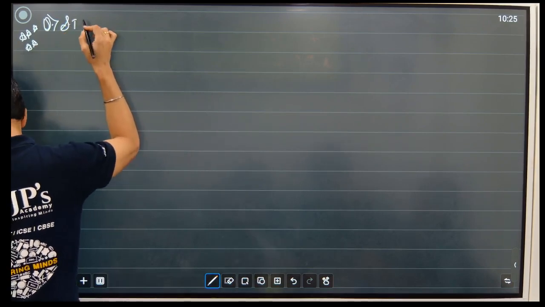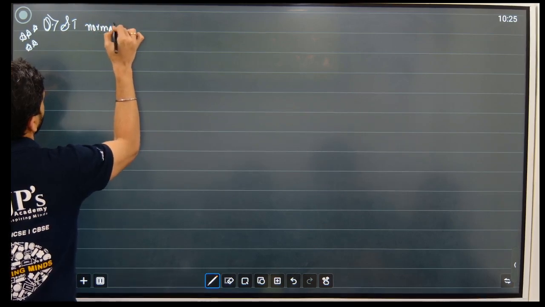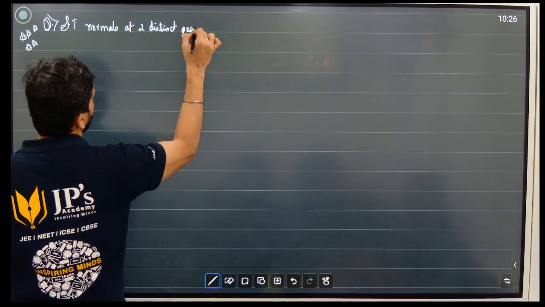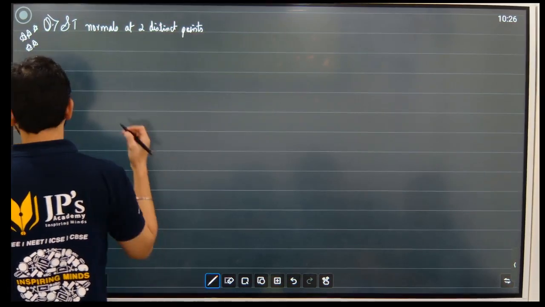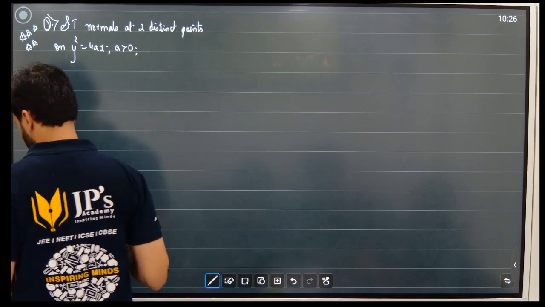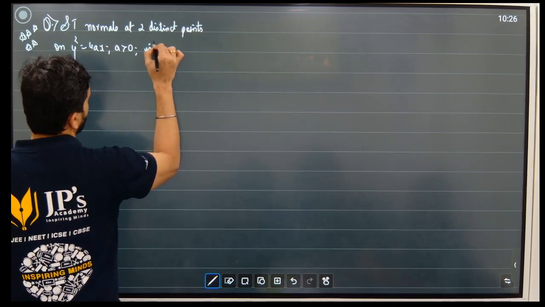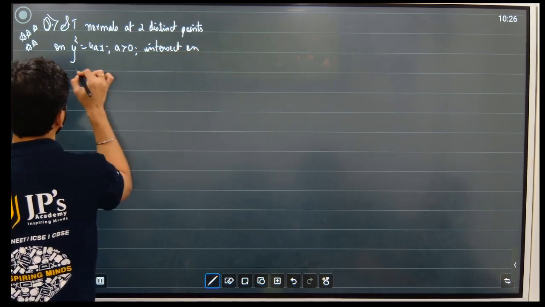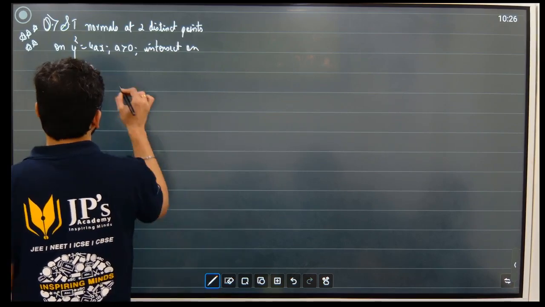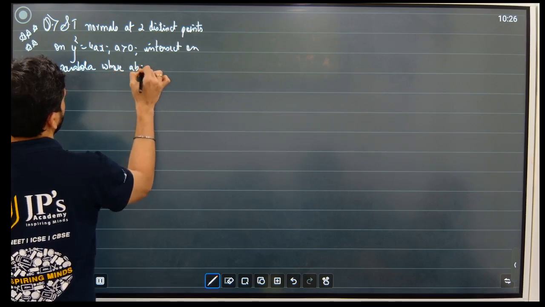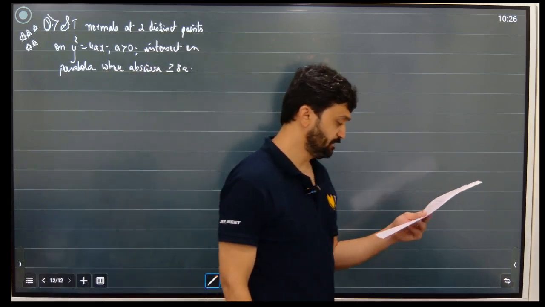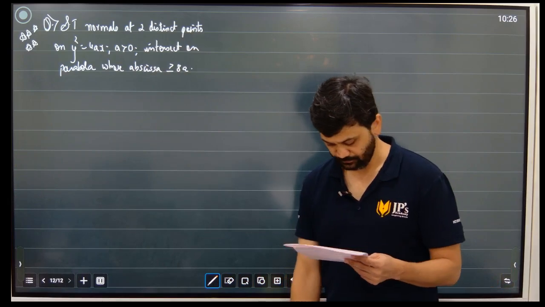Show that normals at two distinct points on y square is equal to 4ax where a is greater than 0 intersect on parabola whose abscissa is greater than or equal to 8a.